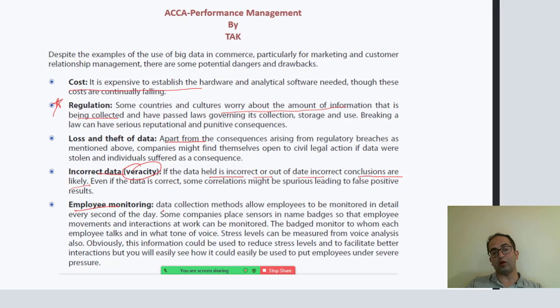Okay, employee monitoring is important here. Such a data collection method allows employees to be monitored in detail in every second of the day. Some companies place sensors in the name of badges to track the employees' movement. I hate my supervisors who actually pinpoint me in everything, and I'm very much sure if they are watching this lecture of mine, they would know it already.